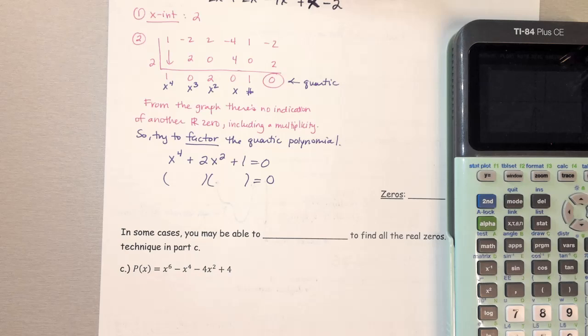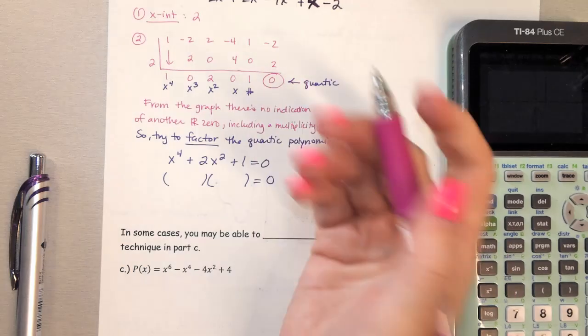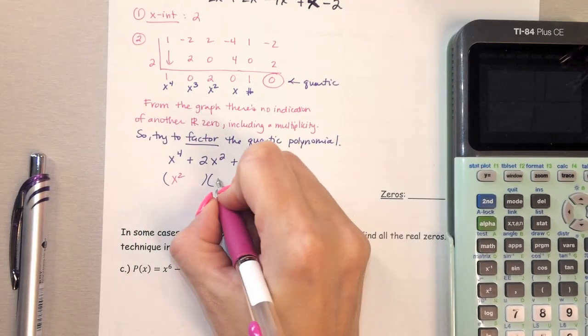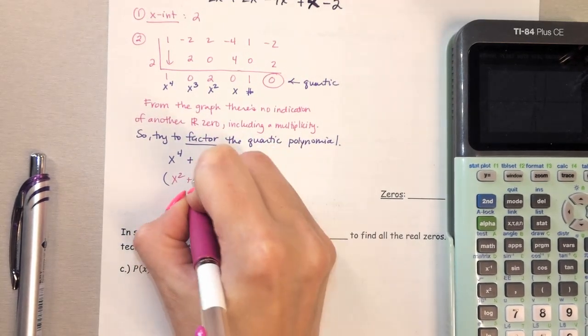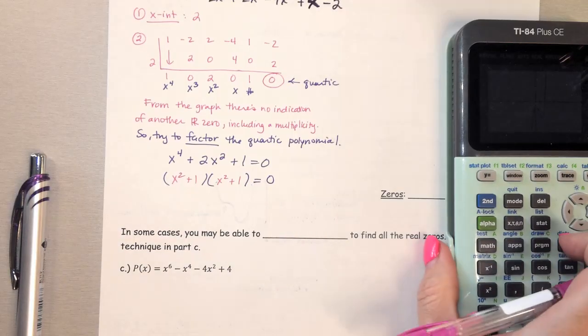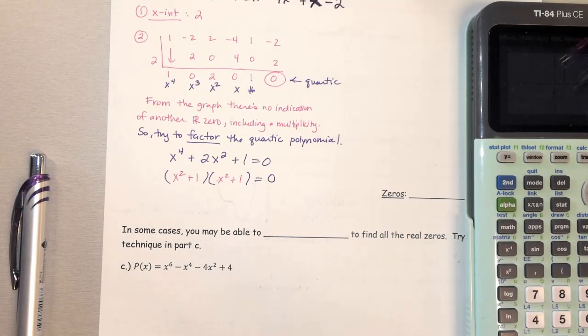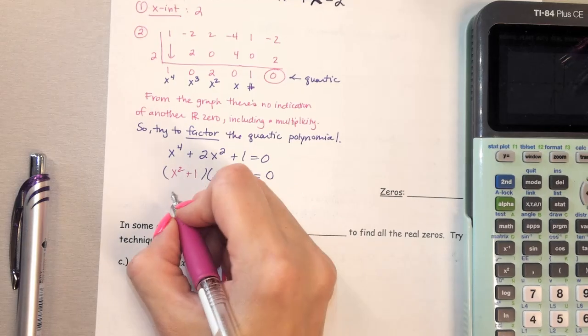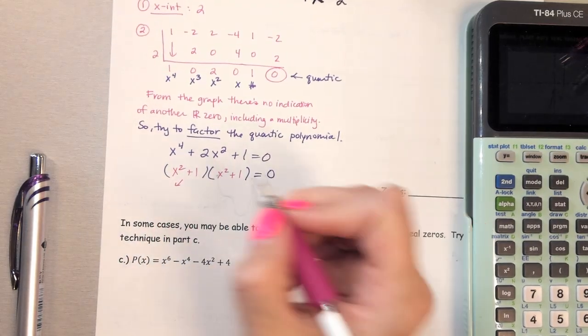Okay, so what multiplies to x to the fourth? What times what? Yeah, x squared times x squared. Okay, and the only thing that is going to multiply to 1 is what? 1. 1 and 1, plus 1 plus 1. Okay, so yeah, we have the same two factors, but we're going to solve each of them.